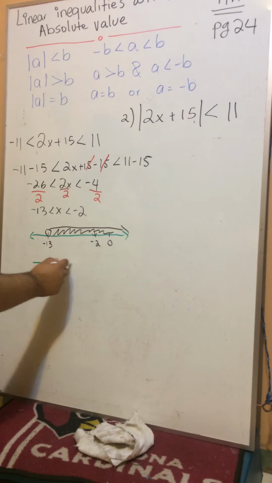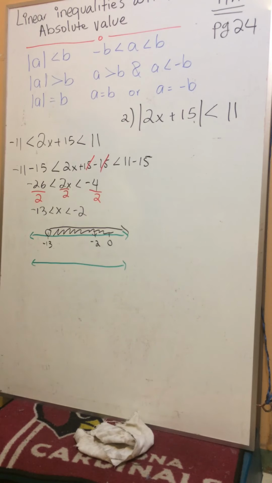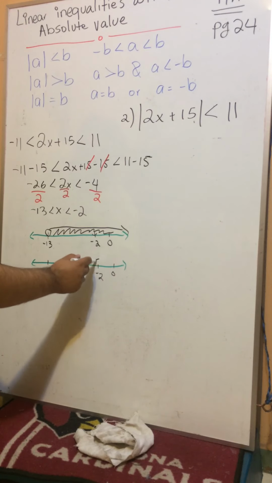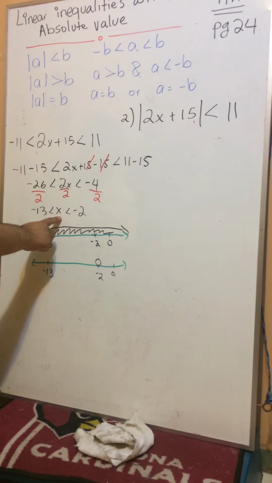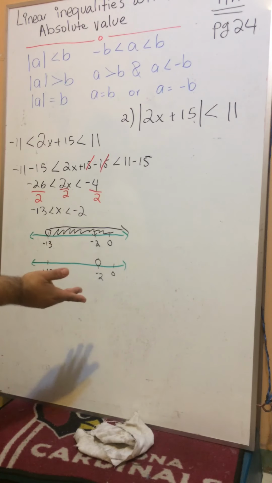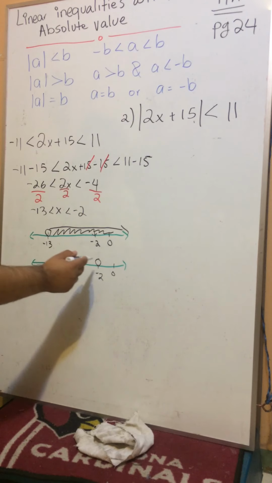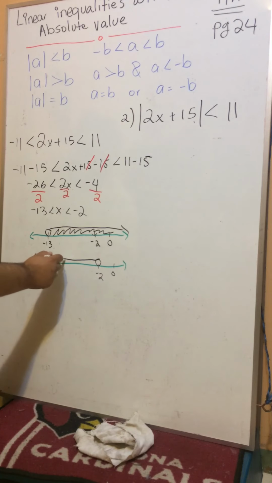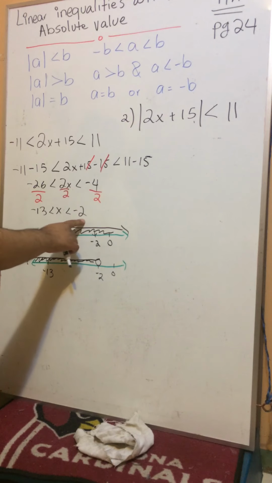Now let's look at the other line graph, the one that's here. We're looking for values that are less than minus 2. Let's place the points first: minus 13, minus 2, and we always put 0. We're looking for this number. The values of x are less than minus 2. So where are the values that are less? To this side. All of these values are included for this part.